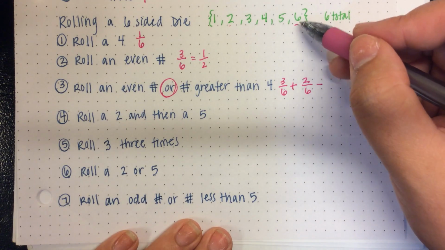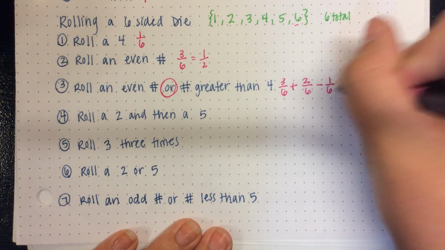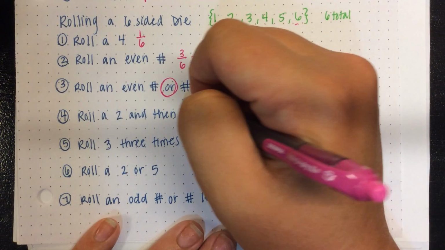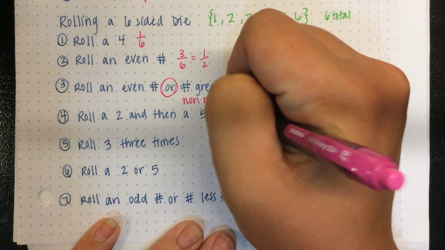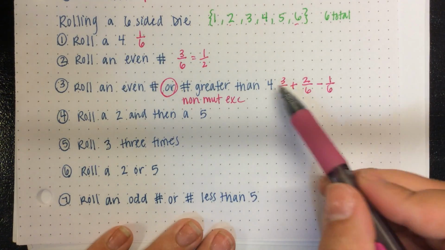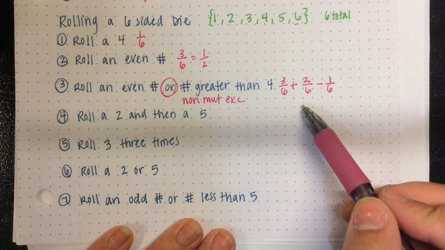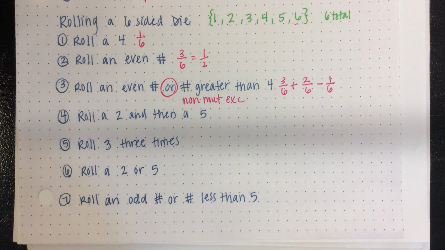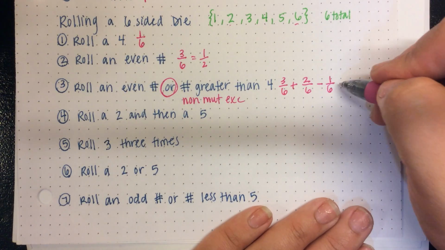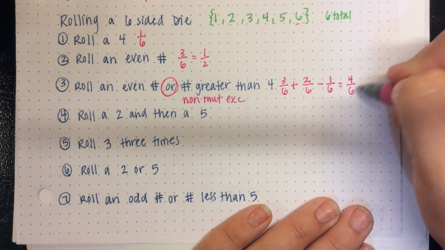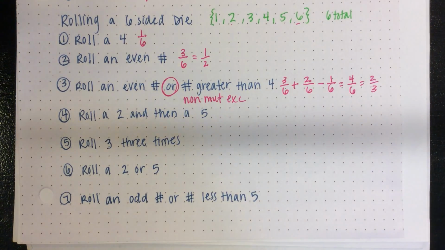The one that's in both is a 6, so that's 1 out of 6. So these ones are going to be non-mutually exclusive. Anytime it's non-mutually exclusive, we still start out the same way. I add my probabilities, but then I have to subtract the overlap. So 3 plus 2 is 5, minus 1 is 4, and I can simplify that to 2/3.